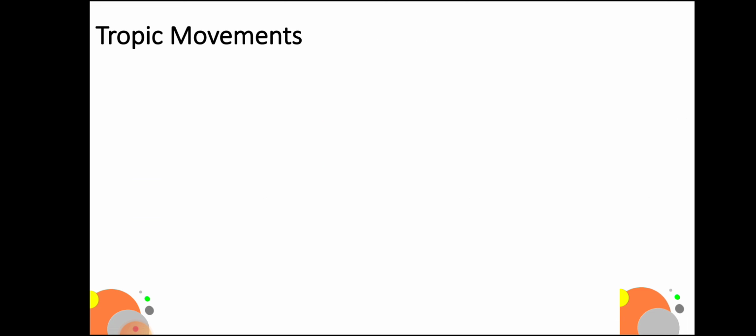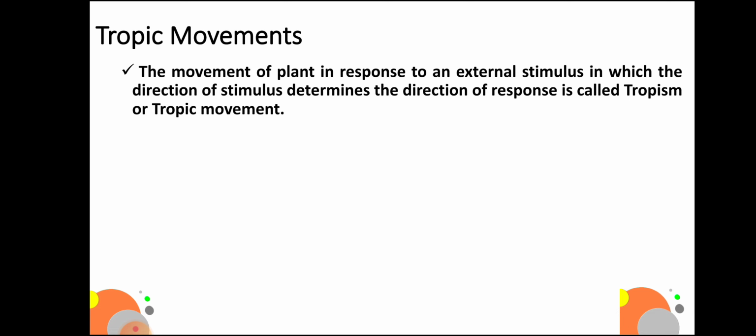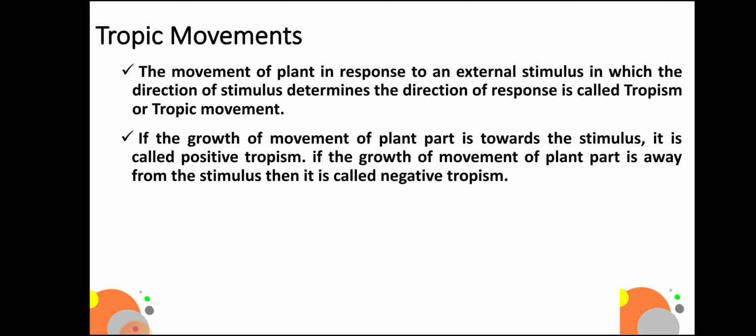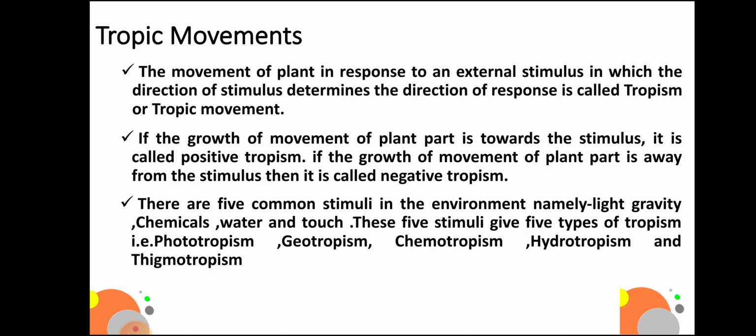Now the tropic movements. The movement of a plant in response to an external stimulus in which the direction of the stimulus determines the direction of response is called tropism or tropic movement. If the growth or movement of a plant part is towards the stimulus, it is called positive tropism. If it is away from the stimulus, then it is called negative tropism.